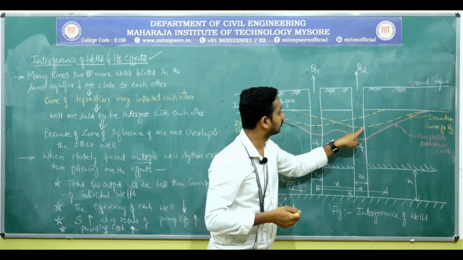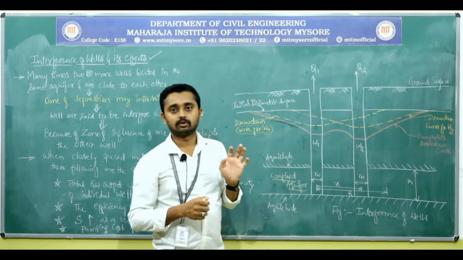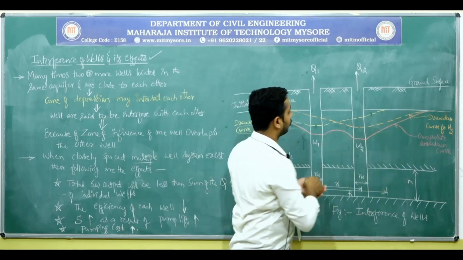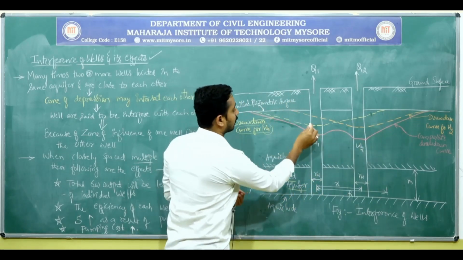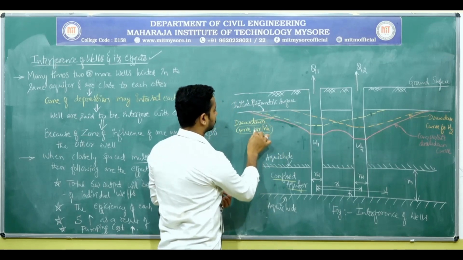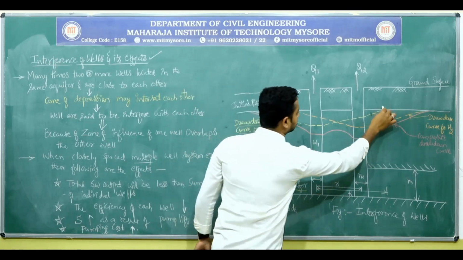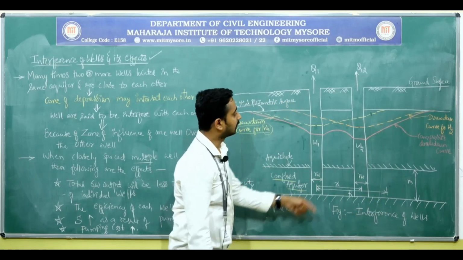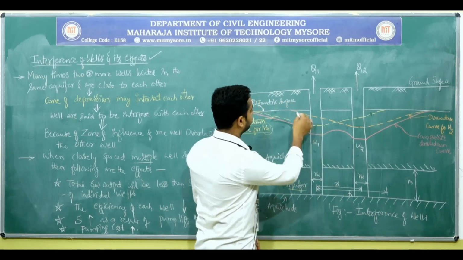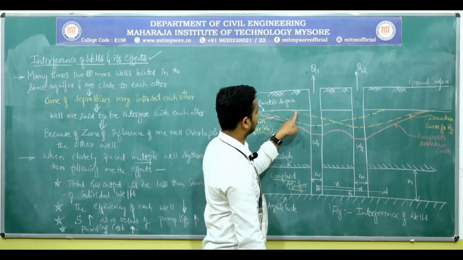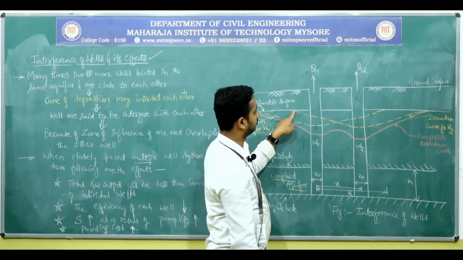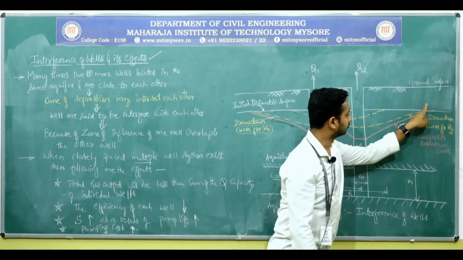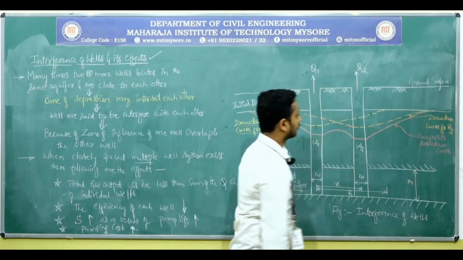This is the drawdown curve for well 2. Okay, this is a zone of influence. This is for well 1, from here to here is the zone of influence. Similarly for well 2, from the orange line, from here to here, this is the zone of influence, correct?